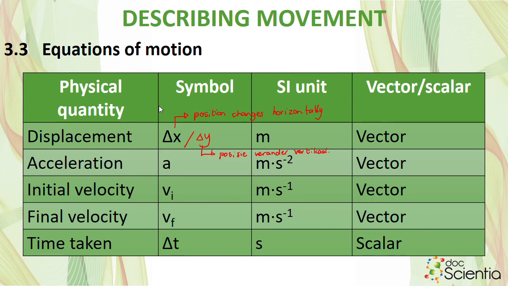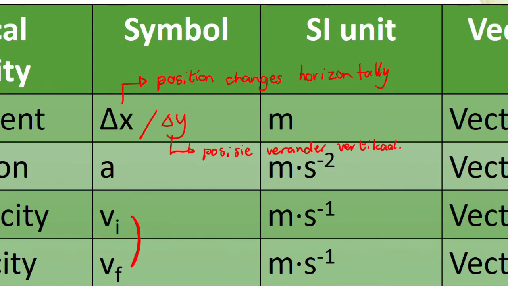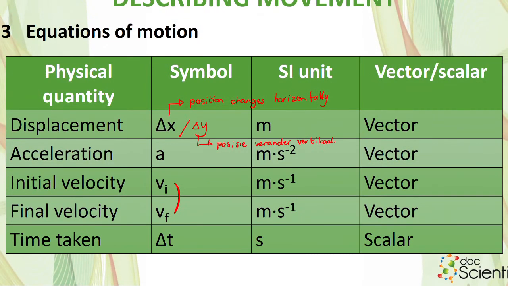So when we are working with velocity, we indicate it with a lowercase v. Initial velocity, we write v and then a small subscript i. Om te wys, dit is die spoed waarmee, of die snelheid, waarmee 'n voorwerp begin beweeg het. En as hierdie twee goed van mekaar verskil, if the final and the initial velocity is different, then it means that we have an acceleration.